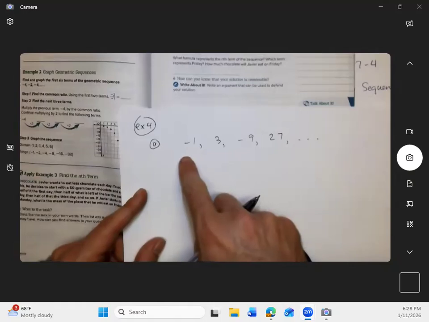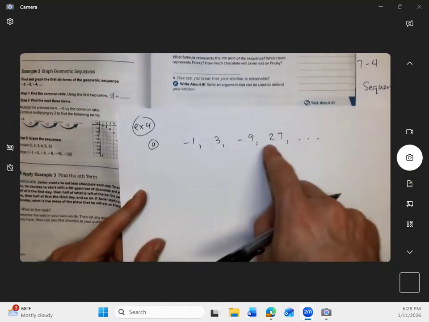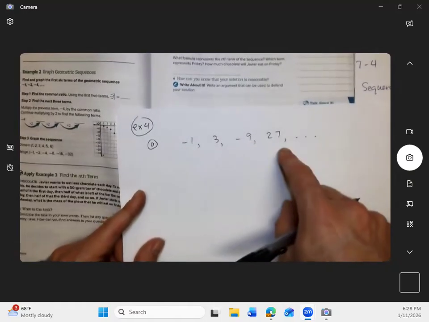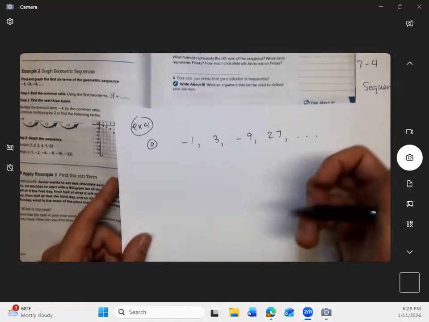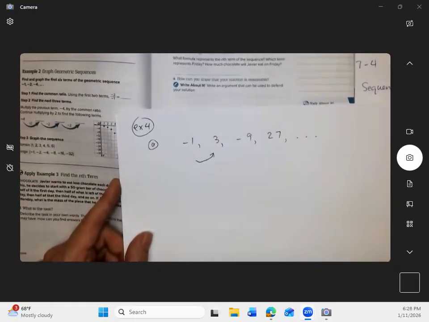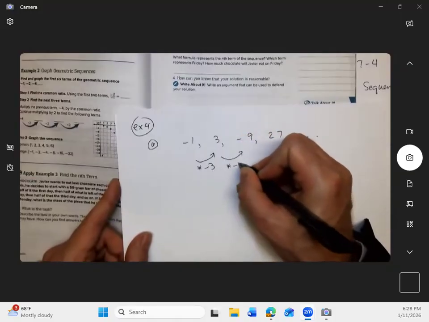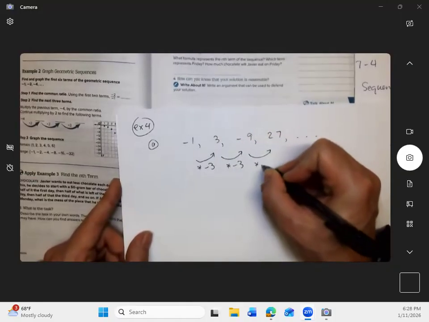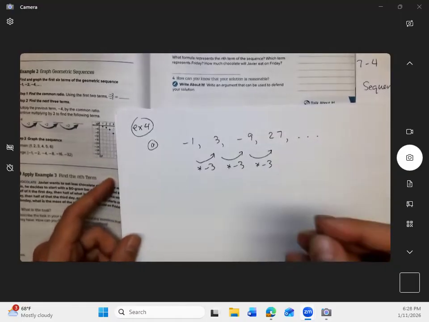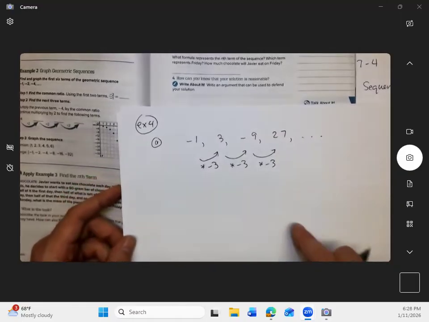Now, one thing right away, do you guys see how from term to term it's flipping sign, negative, positive, negative, positive? Well, that tells me we're probably multiplying by some negative value. In fact, it looks like it's -3, isn't it? Times -3 times -3 times -3. Every time you multiply by a negative, it swaps the sign. So it's gotta be like that.